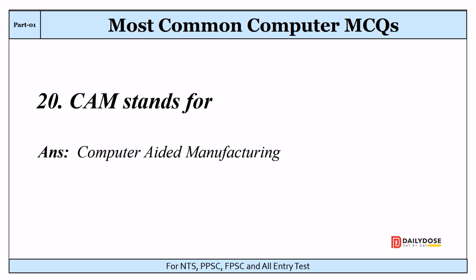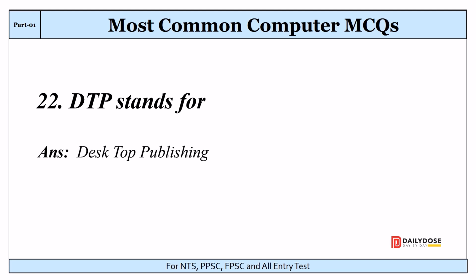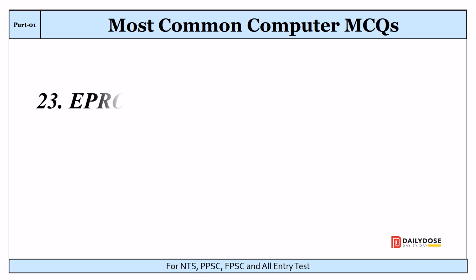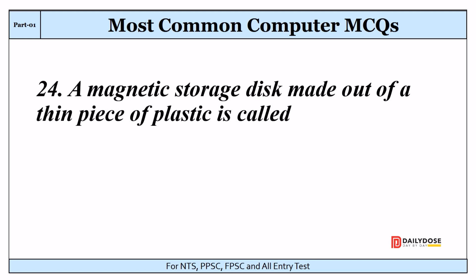CAM stands for Computer Aided Manufacturing, which is used mostly for drawing purposes. DPI stands for dots per inch. DTP stands for desktop publishing. EPROM stands for erasable and programmable read-only memory.